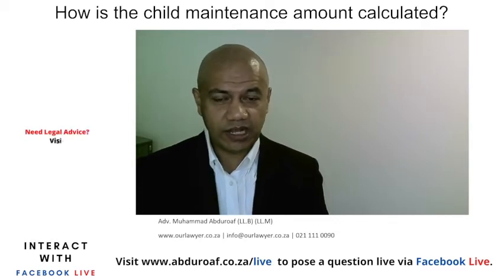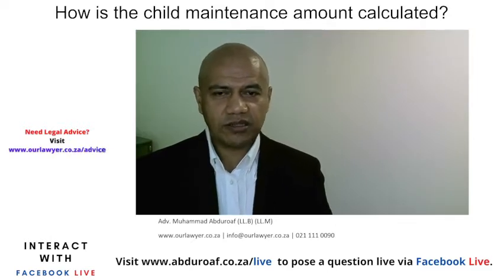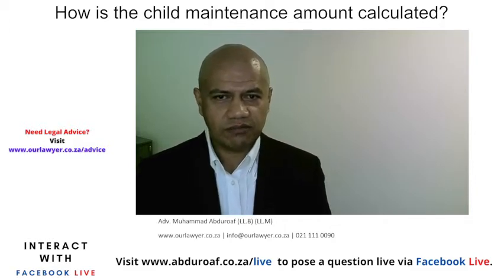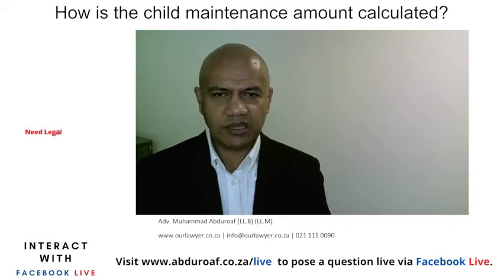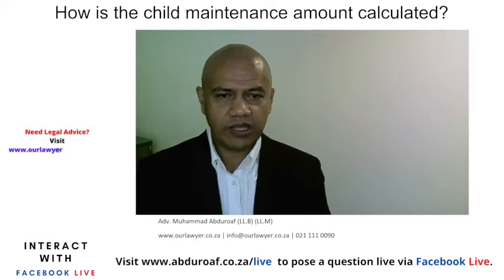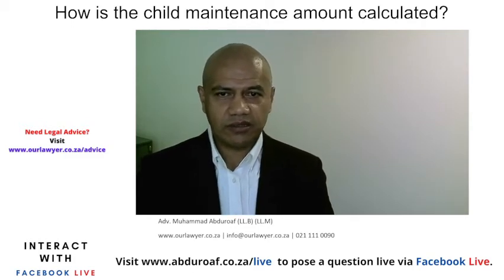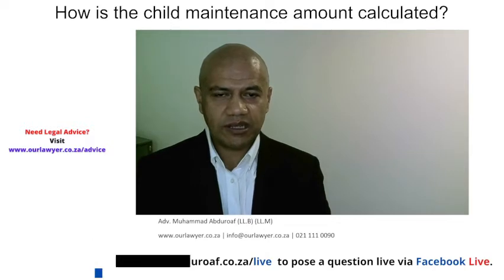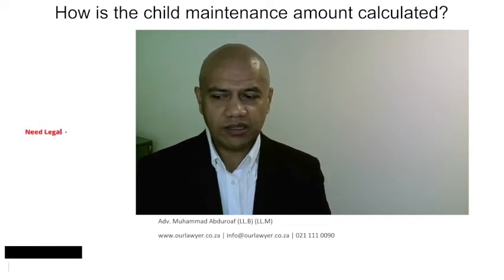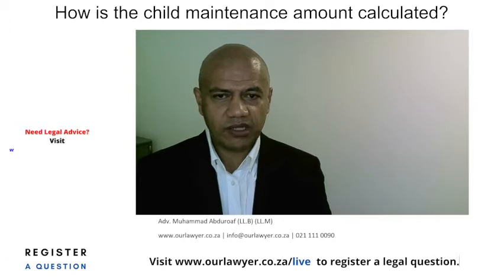That's very important, and I'll emphasize it, because how can I suggest that a person should pay 1,000 Rand in child maintenance if the child only costs 50 Rand? For argument's sake, I'm using an extreme example. And in the same way, how can I suggest that a person should pay 100 Rand child maintenance if the child costs 5,000 Rand? So, obviously, the starting point would be what are the expenditure of the minor child.